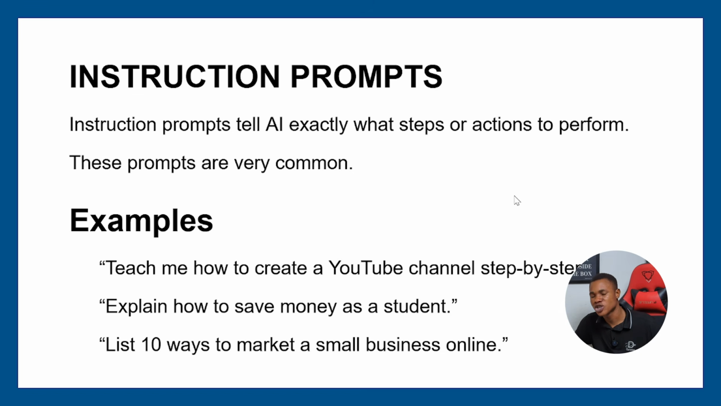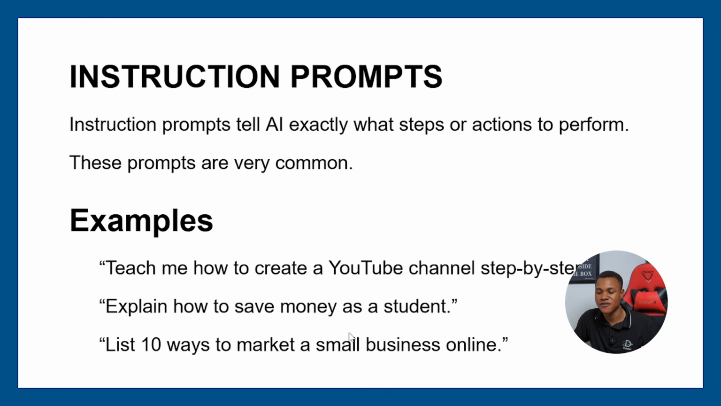Is that okay? So, instruction prompt. Now we are moving to the next form of prompt. We have talked about the simple prompt. We have talked about the detailed prompt. And now we are talking about the instruction prompt. Instruction prompts tell AI exactly what steps or actions to perform. These prompts are very common. For example, teach me how to create a YouTube channel step by step. That is an instruction prompt, right?